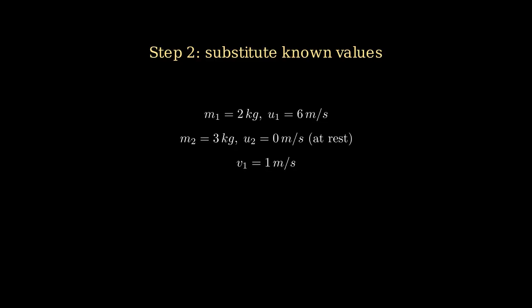Step 2 is to substitute in the known values. The first ball has mass 2 kilograms and initial speed 6 meters per second. The second ball has mass 3 kilograms and initial speed 0, since it starts at rest. After the collision, the first ball has speed 1 meter per second and the second ball has an unknown speed, which we will call v2. Substituting these numbers gives us 2 times 6 plus 3 times 0 equals 2 times 1 plus 3 times v2.